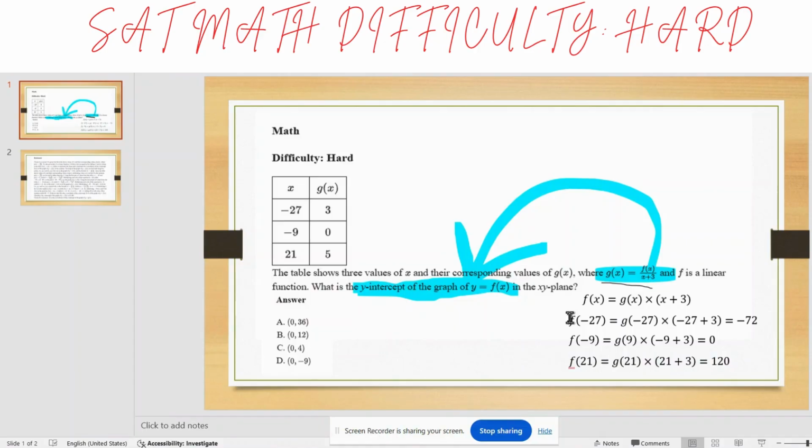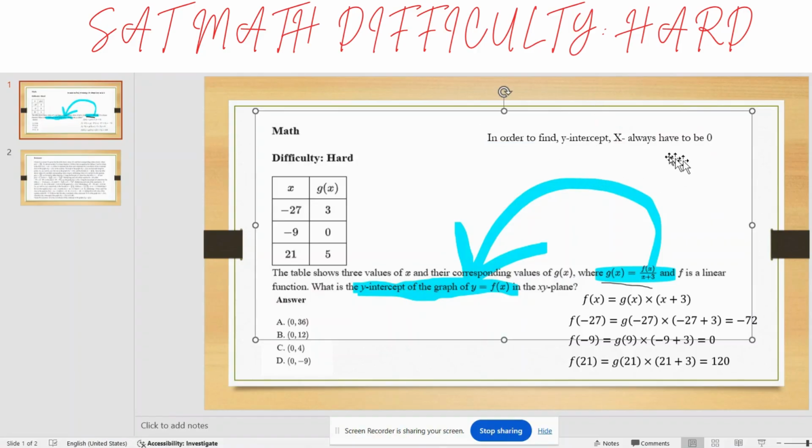Now we have three values for f of x, and we have two ways that we can solve the equation. We can directly use f of 0 for this equation. And what is the y-intercept? How do you find the y-intercept? Remember this basic: whenever you are going to find the y-intercept, x always has to be 0. Always have to be 0. Remember that.